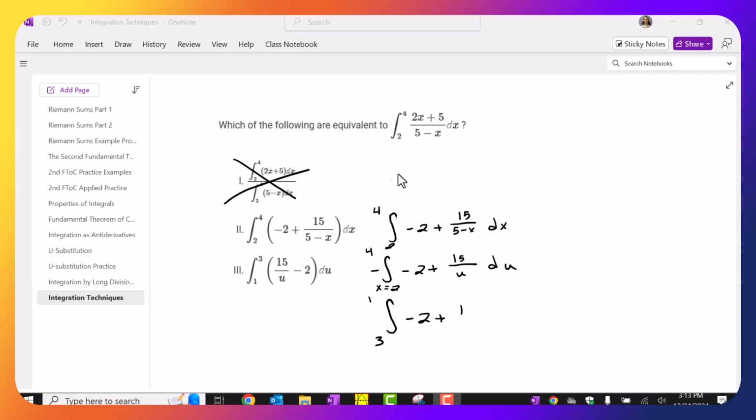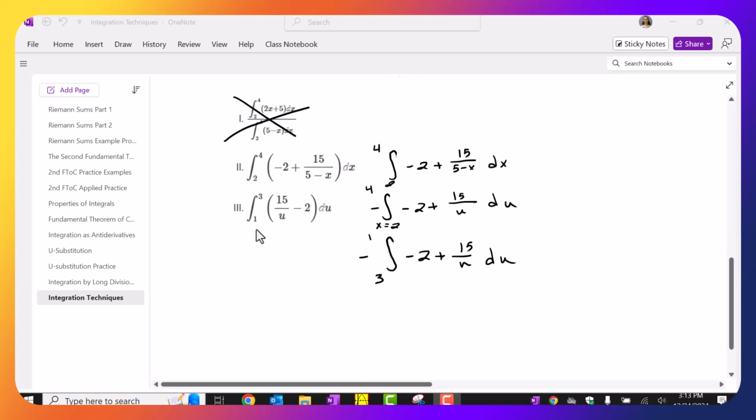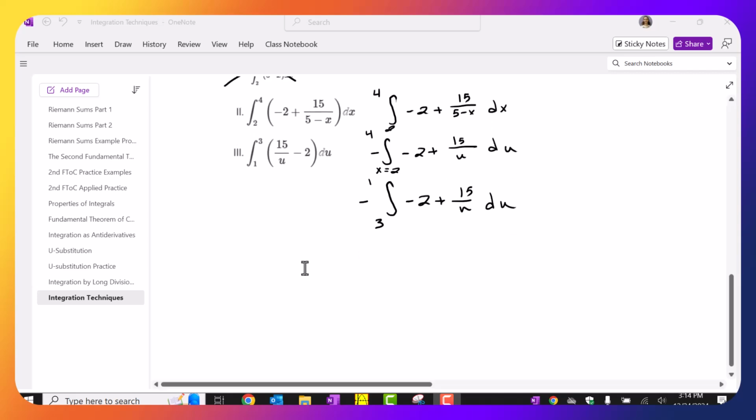This integral right here. And this does not look exactly like that, but remember, our bounds are messed up right now. We're going from 3 to 1, and we want a lower bound to a higher bound. This is a higher bound to a lower bound. So we need to flip it, and when we flip it using our integral rules, we multiply by a -1, so this negative is just going to end up going away. So we end up with the integral from 1 to 3 of -2 plus 15 over u du.